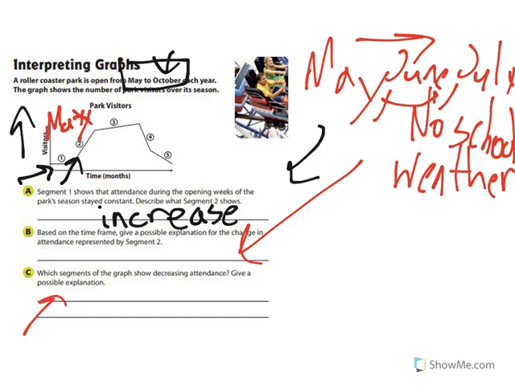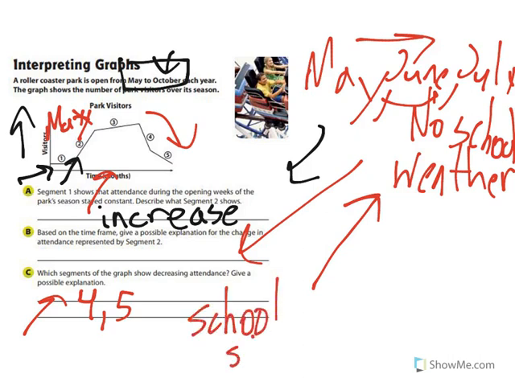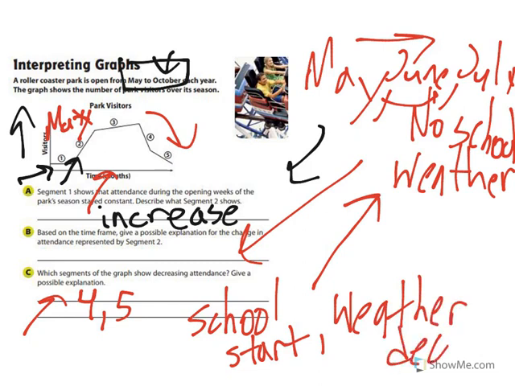And now, which segments of the graph show a decreasing attendance? So take a look at it. Where do we have a decrease? We have segments 4 and 5. And think about why that might be. All right, so think of, again, what happens at the end of summer. It's basically the opposite of what we had up above, right? So school is back in, school starts, and then the weather declines or the temperatures go down. So those are the conclusions they want you to draw from our graph.